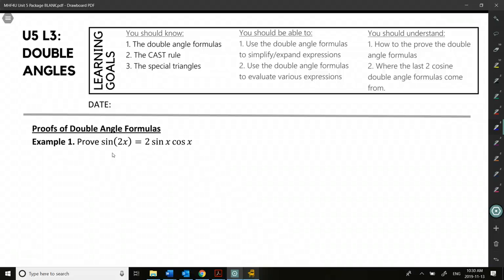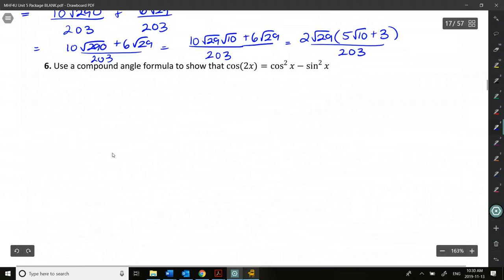All right, so in your worksheet from last night, you had a question right at the end where you had to prove that cos of 2x equals, I think it was cos squared x minus sine squared x. Is that right? Were you able to do that one? Yep. How did you do it, Jonathan?